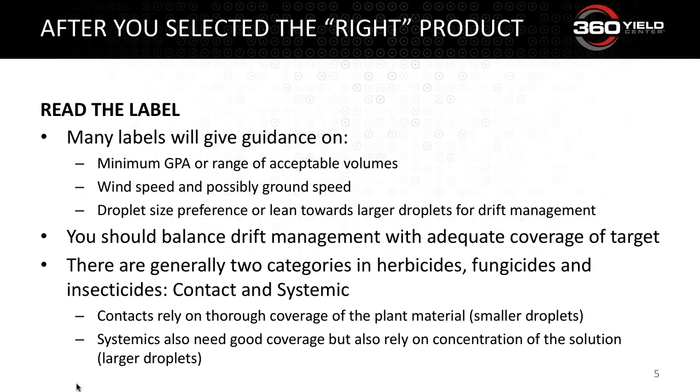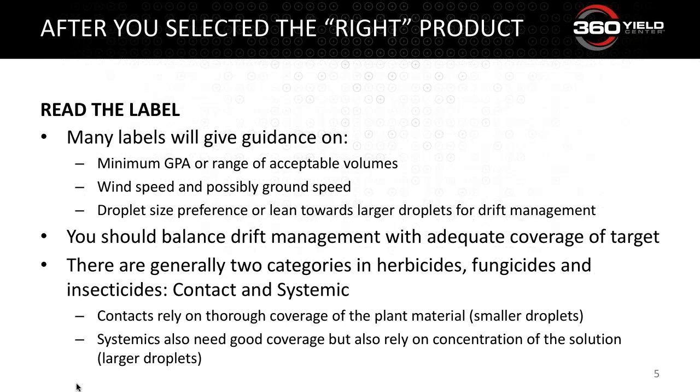The next is some of them will talk about wind speed and even, excuse me, possibly ground speed. So we think about some of the new technologies that are coming out in the crops and some of the products that have been around a while, like dicamba. They're probably going to get pretty specific with us on wind speed and ground speeds. And then the last one is droplet size. This is the one that I really am interested in if I can find it. Some, again, do a better job than others.